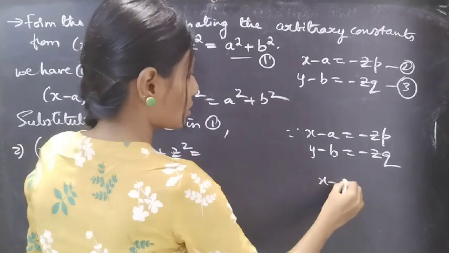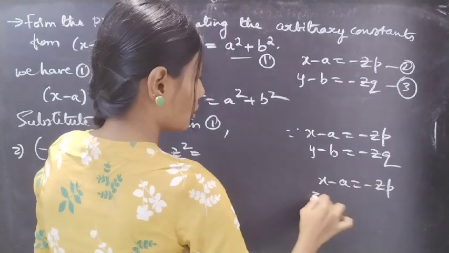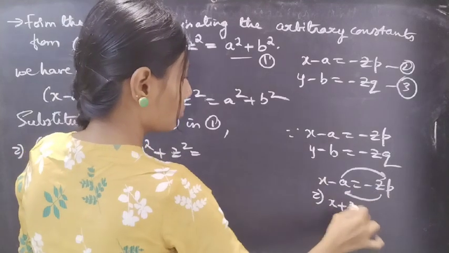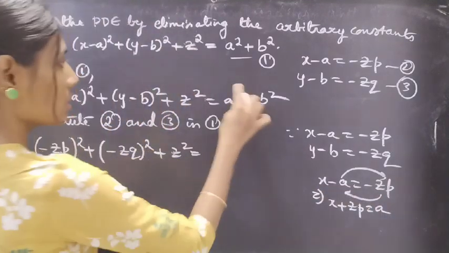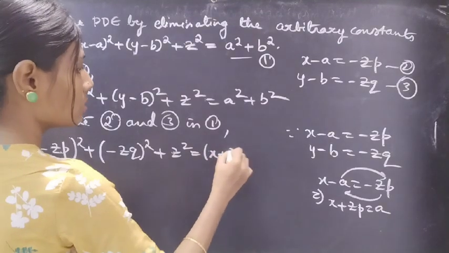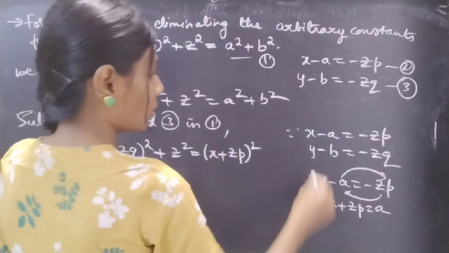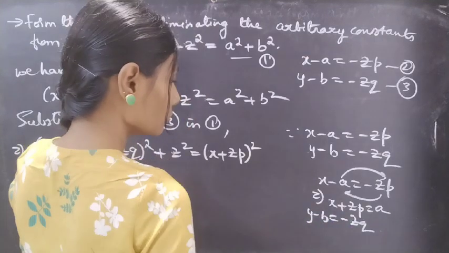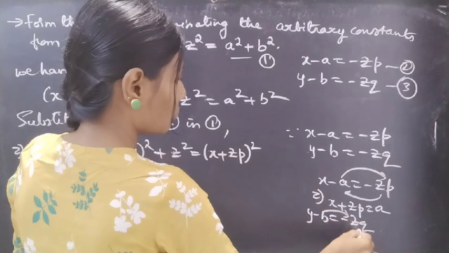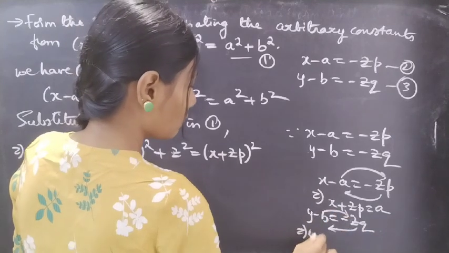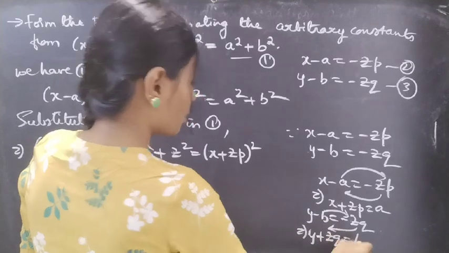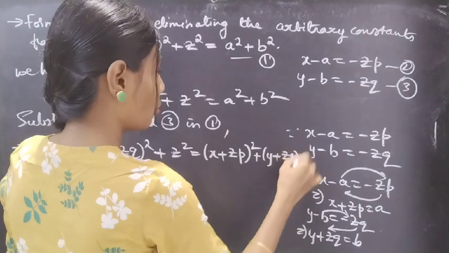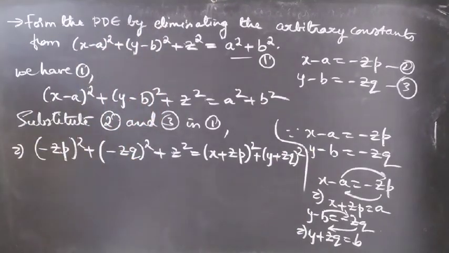Since we have x minus a equal to minus zp, now take this a to the RHS and bring this zp to the LHS. You'll get x plus zp equal to a. Just replace this a by (x plus zp) whole square. Likewise, using 3, y minus b equal to minus zq. Take this b to the RHS and bring this zq to the LHS. You'll get y plus zq equal to b. Just replace this b by (y plus zq) whole square, right?